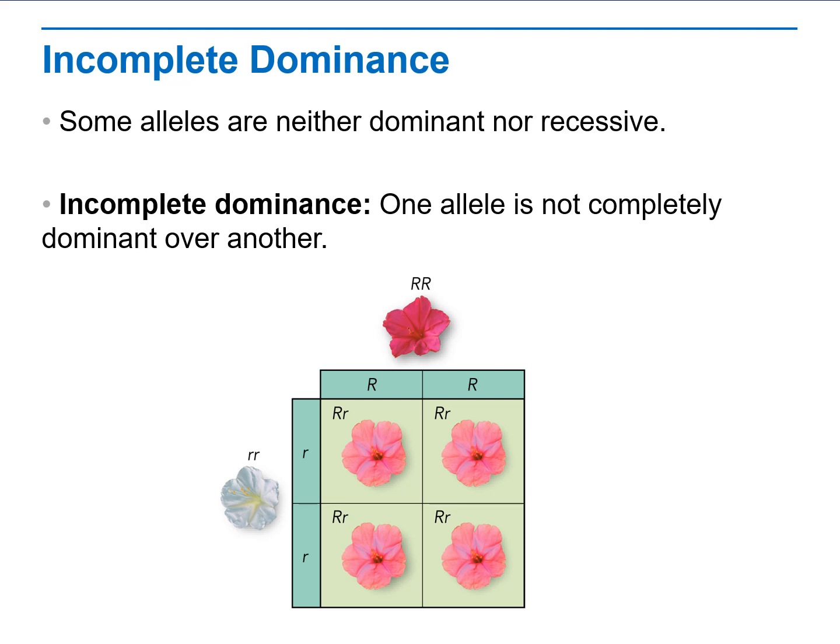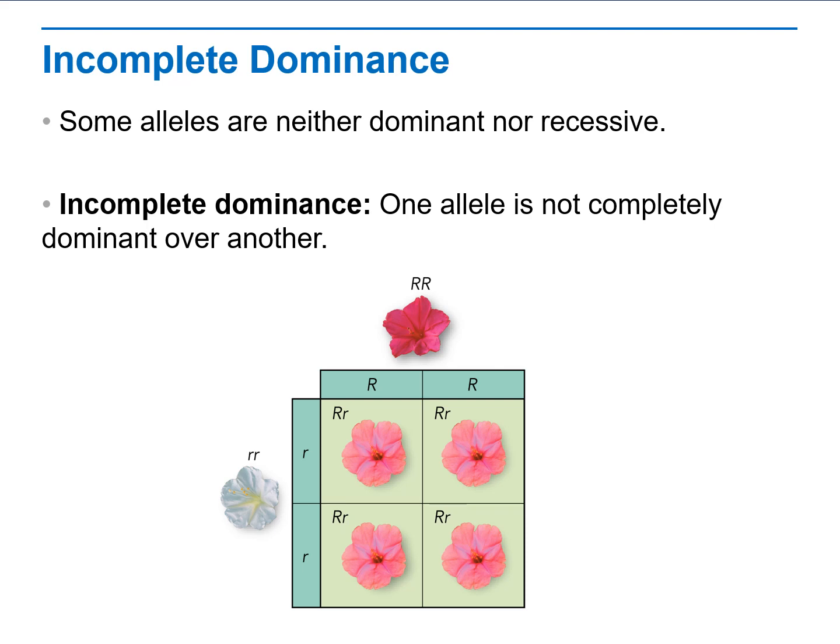In 4-o'clock plants, the alleles for red and white flowers show incomplete dominance. Heterozygous plants have pink flowers, a mix of red and white coloring. You have a dominant allele, which is the red allele, and a recessive allele, which is the white allele, but the red allele is not completely dominant over the white allele. It's sort of a partial dominance. And so when you mix the red and the white, and you get the heterozygous plants, you get some red and some white mixed together, and you get the pink flower.